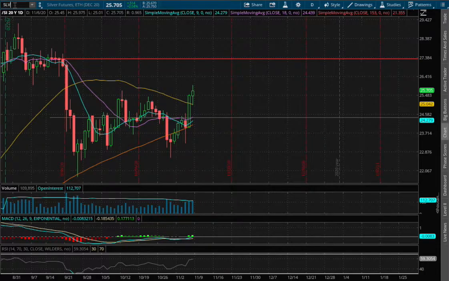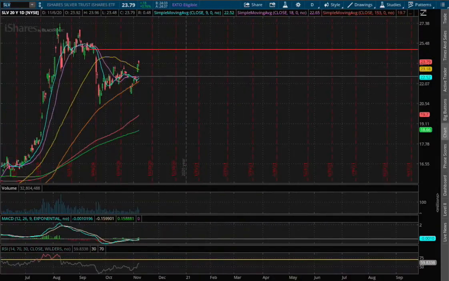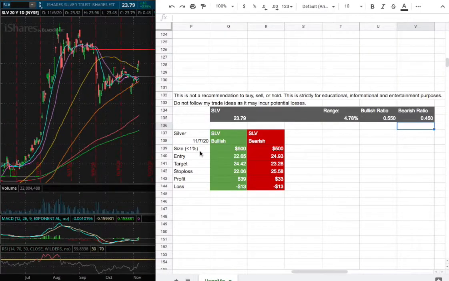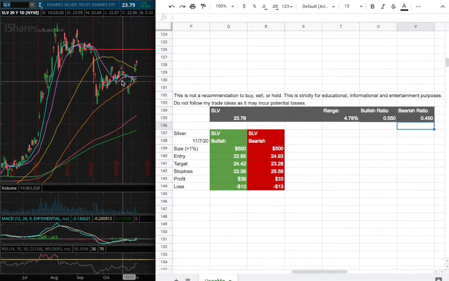So for the trade idea of the week, I'll be trading SLV, and my position size will be less than 1% of my portfolio. My long entry will be at $22.65, and that coincides with the 18-day moving average, this purple line. And as for my sell target, that's $24.42, and my stop loss is at $22.06.